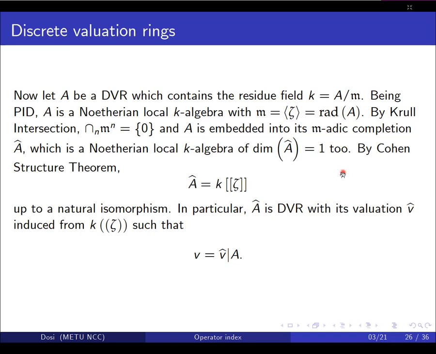So this guy has a valuation, so we can reduce it back. And our initial valuation is actually the restriction of this valuation. So whatever discrete valuation ring you have, as long as it contains its residue field, you can complete it. Its completion turns out to be formal power series, where you have a valuation, right? And then reducing it back, you are going to have v. Now, this is a famous construction, how to get v.